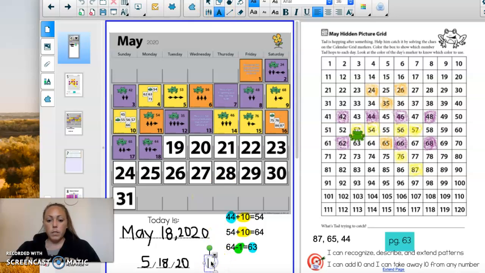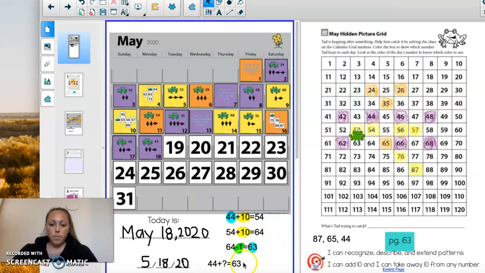So we know our equation is 44 plus something. I know it's plus because 63 is bigger than 44, so you have to add something to it. So 44 plus something equals 63. We need to figure out what that something is. So first they did plus 10. Tad hopped 10. So we know it's at least 10. Then he hopped another 10. So what's 10 plus 10? I hope you said 20.